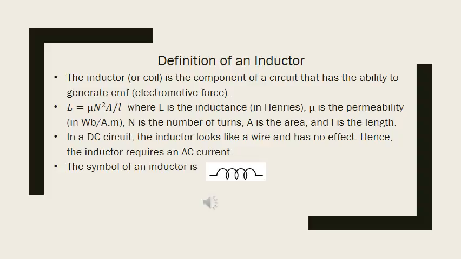In a DC circuit, the inductor looks like a wire and has no effect. The inductor requires an AC current. As you see, this is the symbol of it.